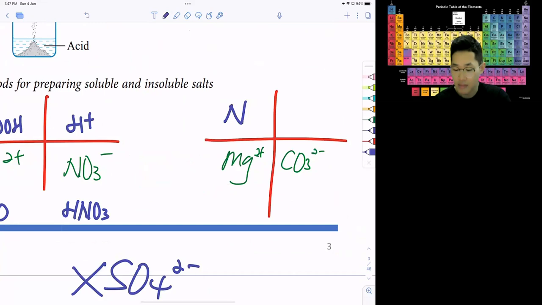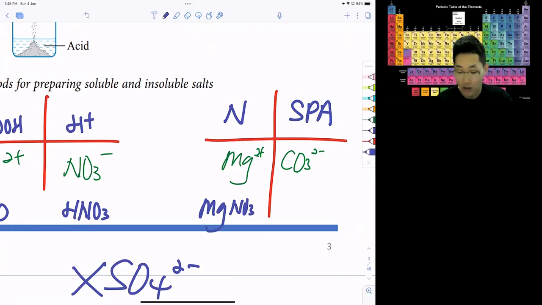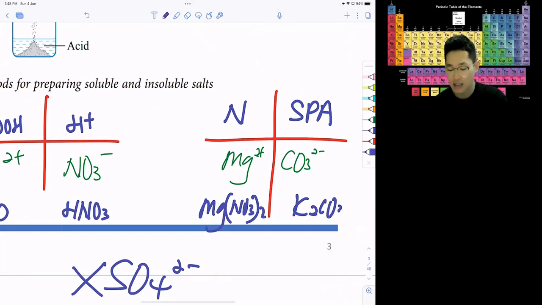This time, we're going to do N-spar. N is nitrate. Spar is sodium, potassium, ammonium. So we can just pair them with the ions below. Magnesium nitrate. And then here it can be sodium carbonate, potassium carbonate, anything.